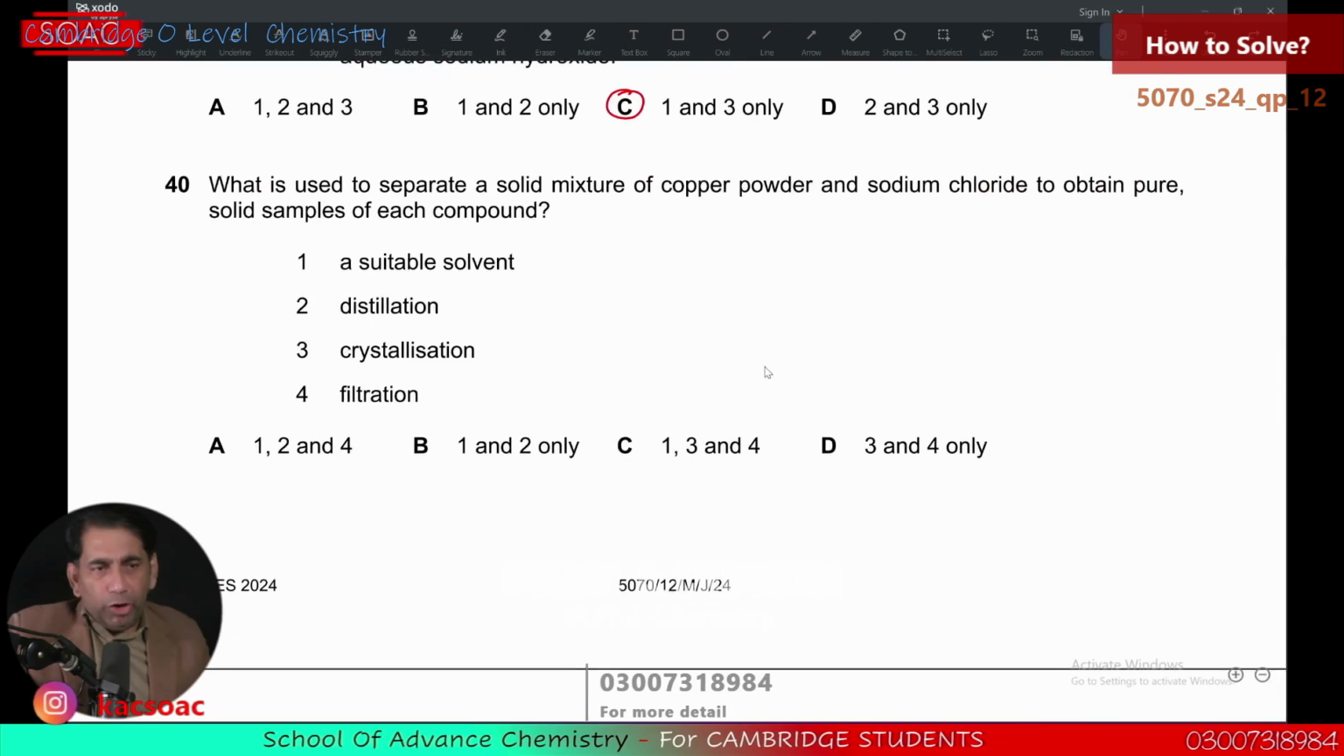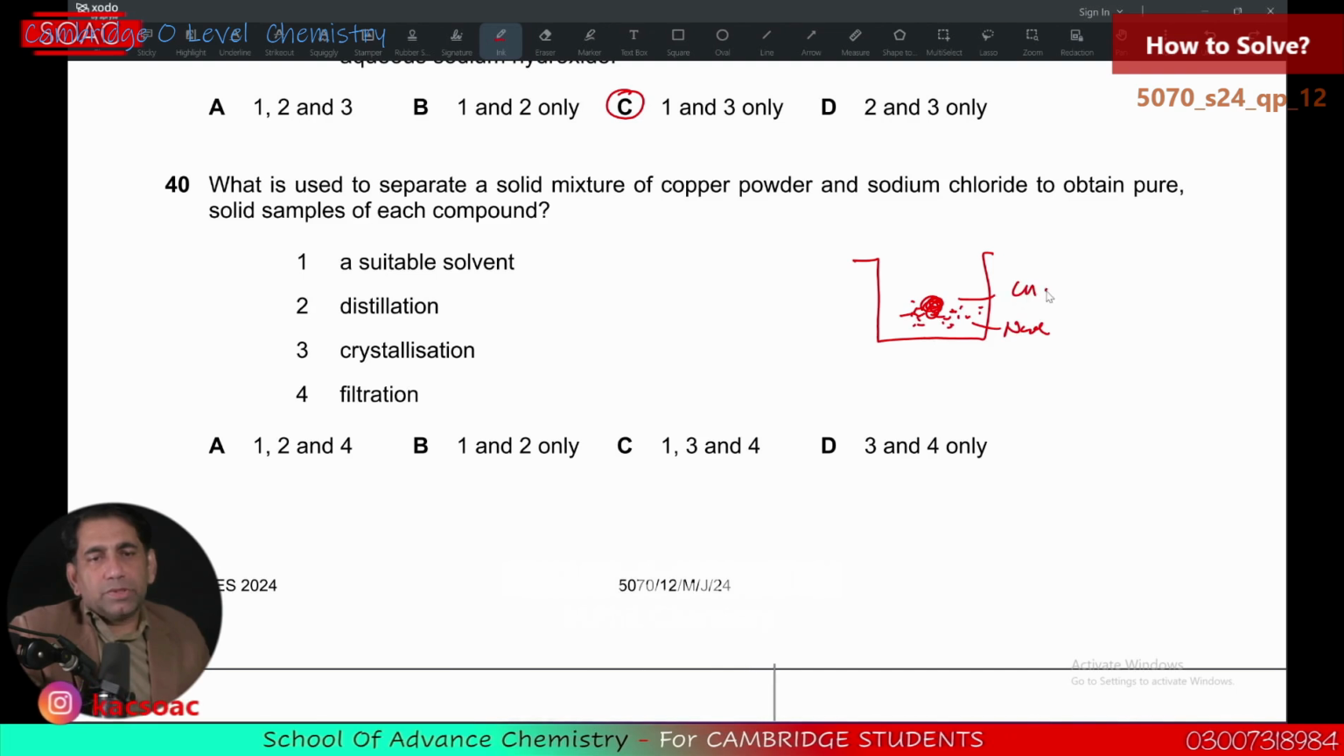Come towards question number 40. That is the last question. What is used to separate the solid mixture of copper powder and sodium chloride to obtain a pure solid sample of each compound? So I have copper solid and NaCl solid. I will add water and dissolve the NaCl into the water, and then I will filter it out. I will separate the copper, and I will evaporate, or crystallize, the NaCl. So a suitable solvent is needed, yes, it is true.